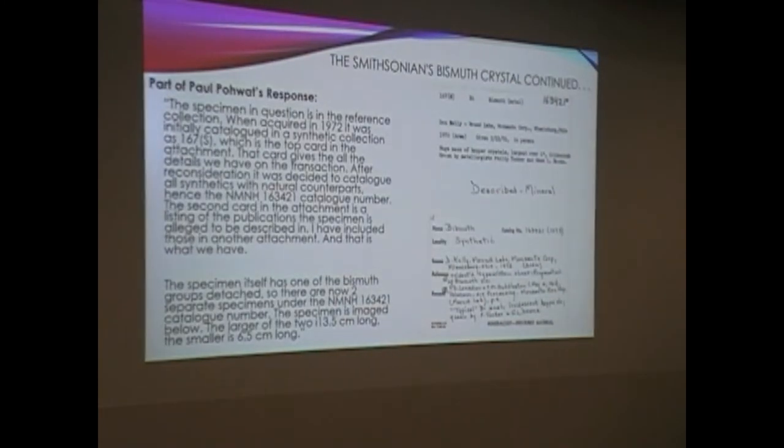Here's his email. So the specimen in question is in the reference collection. When acquired in 1972, it was initially cataloged as a synthetic collection item, which is what the top card represents. They also sent us documentation. The specimen itself has one of the bismuth groups detached, so there are now two separate specimens under their catalog number, and then he gives the dimensions. I tried to find this on their website with no luck, even with the actual catalog number. What popped up was a bismuth specimen, but no picture, and it said they got it from South Africa, which is obviously not where Mound Lab was located, so we're not sure. And this was more documentation that they were given when Mound Lab gave the Smithsonian their bismuth crystal.